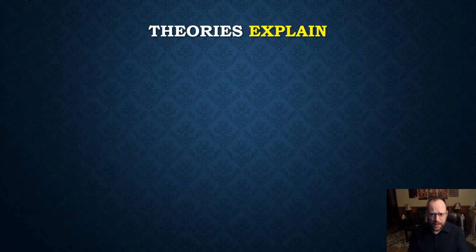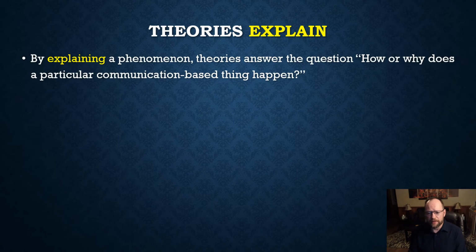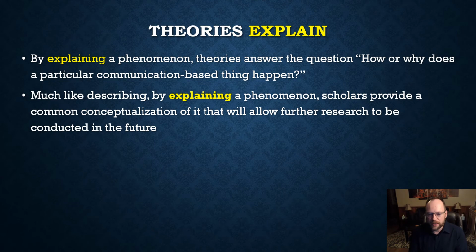Now, theories also allow us to explain a particular phenomenon, and this is more in-depth than a simple description. This is answering the question, how does a particular communication-based thing happen? When this particular thing is happening, let's explain why it's happening. Again, we're getting more into the cause and effect aspect. We say these particular concepts were in place, so it led to this particular communication behavior. Much like describing, in explaining a phenomenon, scholars provide a common conceptualization of it that will allow future research to be conducted.